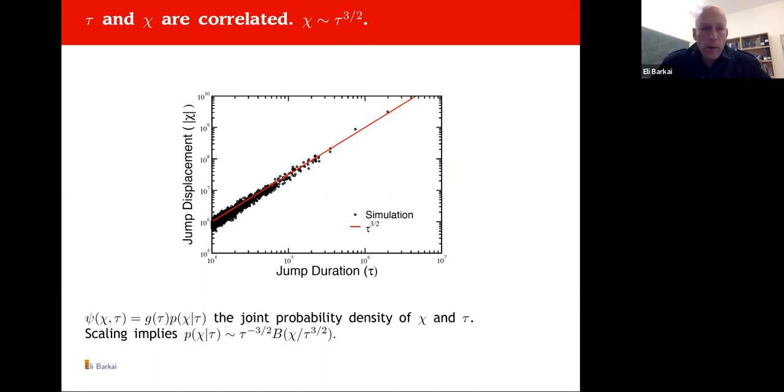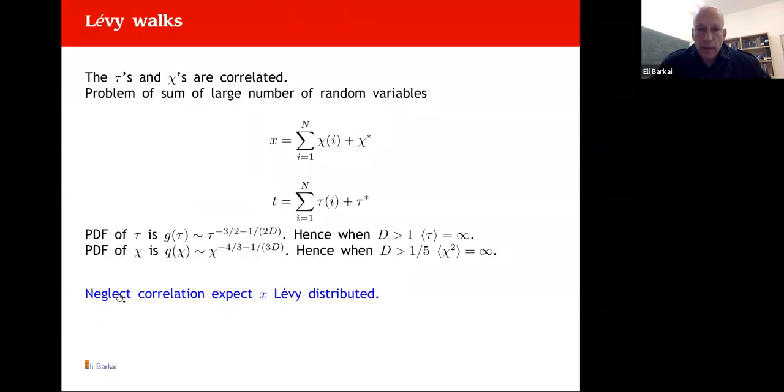So how do we go about this? And now I'm going to start answering the question that was asked. What do we need to analyze this type of process? We need the joint PDF of ψ_i and τ_i. These marginals are not enough.